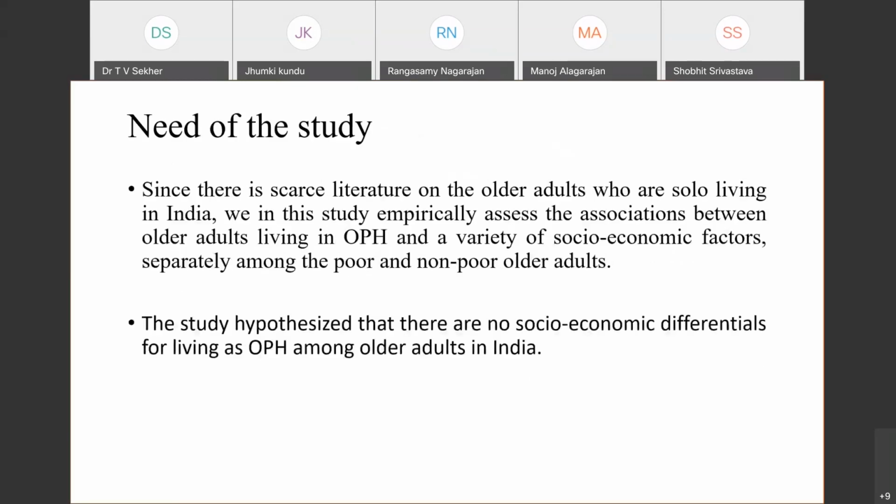So, coming out of the need of the study, since there is scarce literature on older adults who are solo living in India, in this empirical study we assess the association between older adults living in OPH and a variety of socioeconomic factors separately among poor and non-poor older adults. The study hypothesized that there are no socioeconomic differentials for living as OPH among older adults in India.